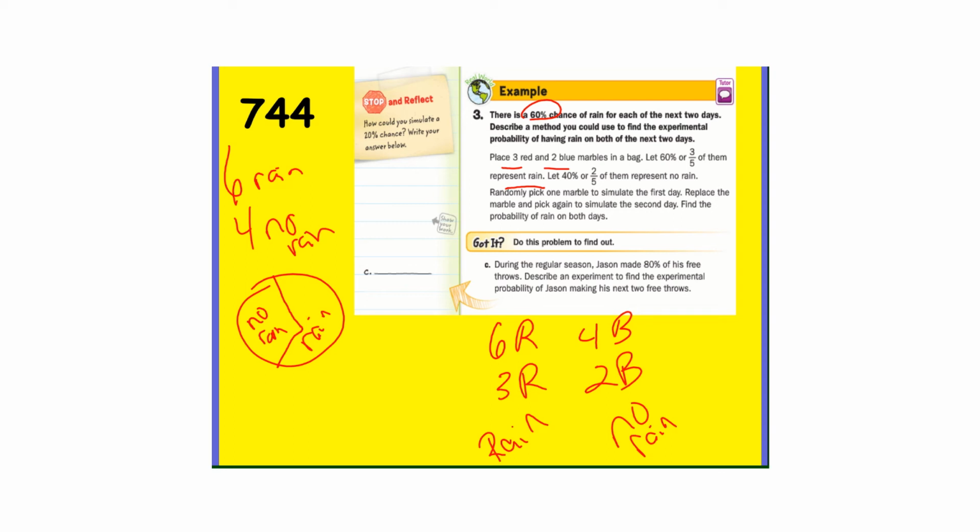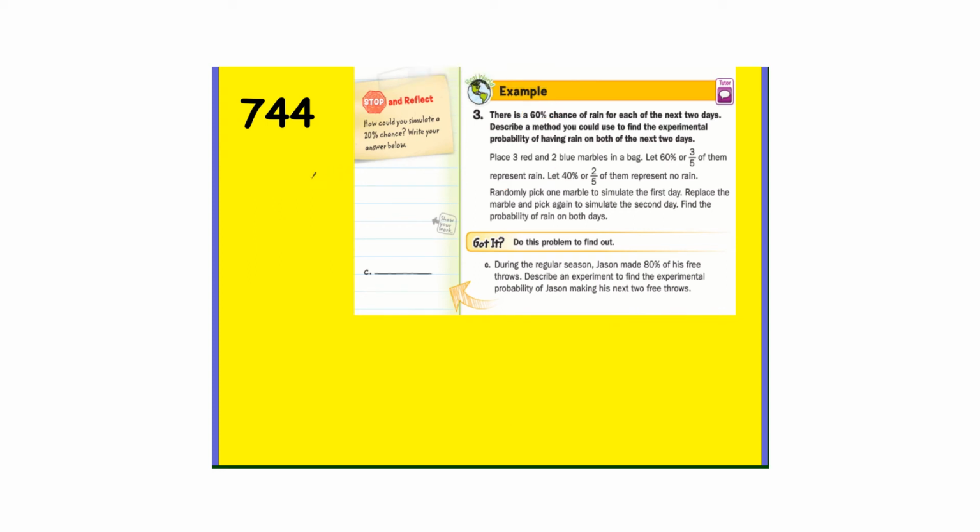Lots of different examples. So for letter C here, during the regular season, Jason made 80% of his free throws. Describe an experiment to find the experimental probability of him making his next 2. So pause the video and write something down for that. Okay, so we need something with 80% that he makes. So maybe you made a spinner with 80% saying he made it, and 20% said he missed, didn't make it.